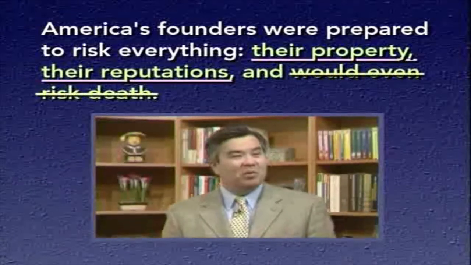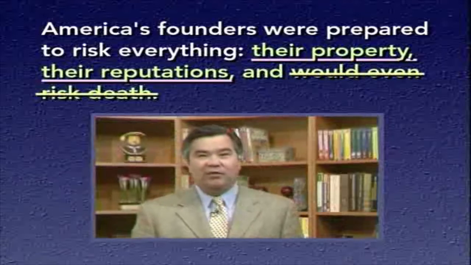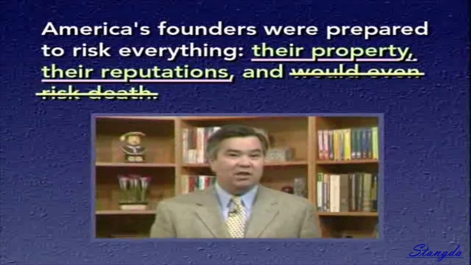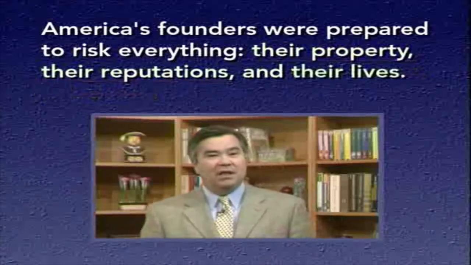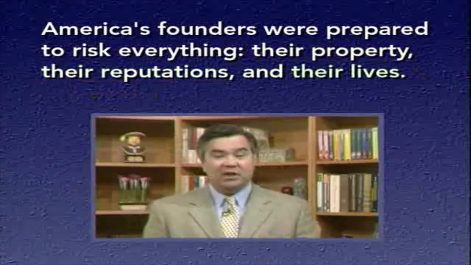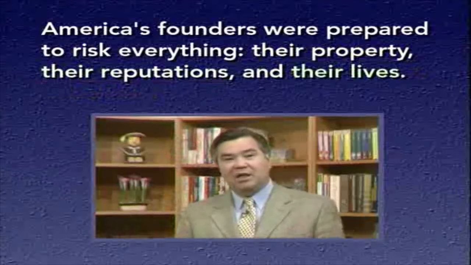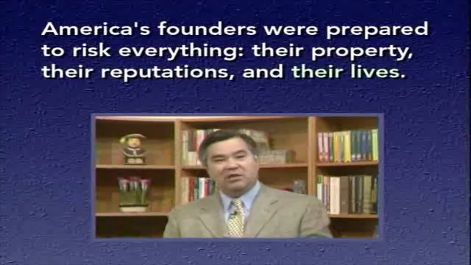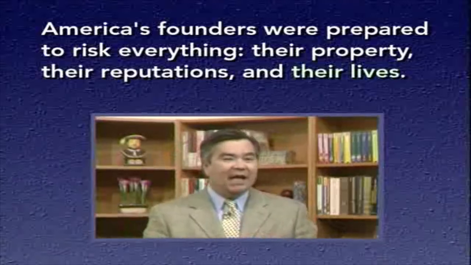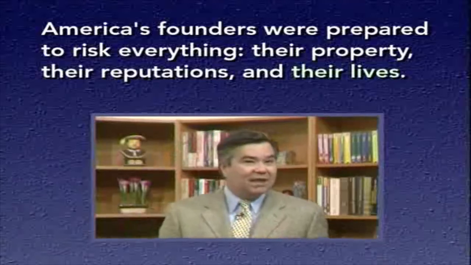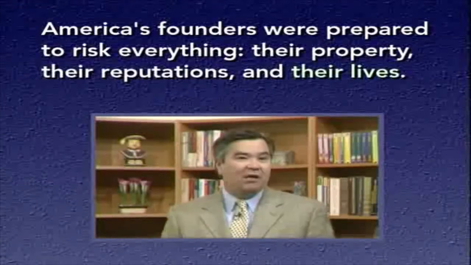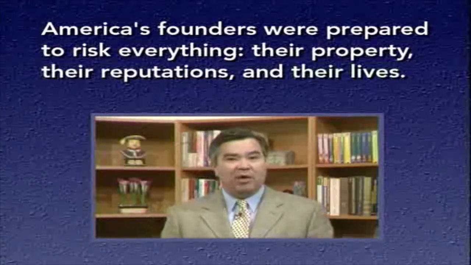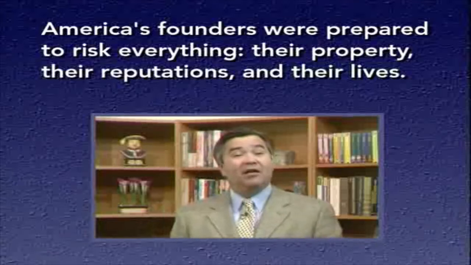Instead, that third item should be changed to match the other 2 in grammatical form. Since the first 2 items read their property, their reputations, the third item should read their lives. After all, that's what's being risked, their property, their reputations, and their lives. Notice that we have to change it from death to lives to make it parallel both in meaning and in grammatical form. So the correct sentence following the principle of parallelism ought to read, America's founders were prepared to risk everything, their property, their reputations, and their lives.